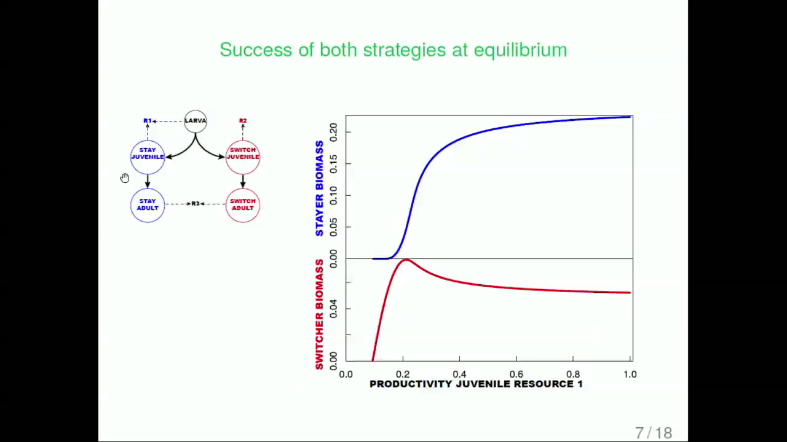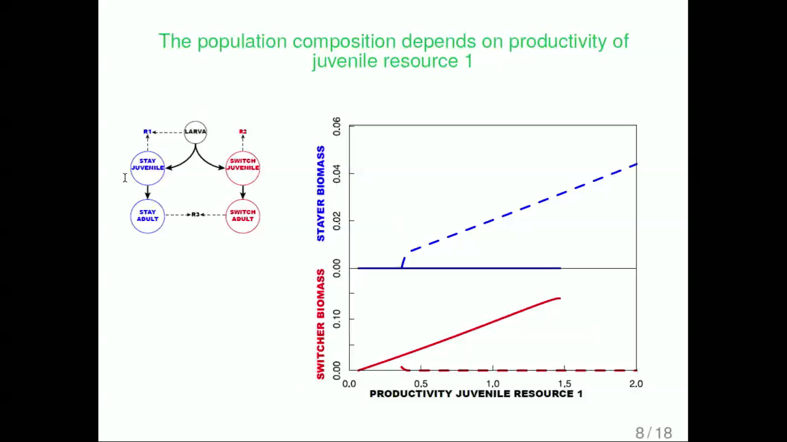But this is actually happening only when I have a very low productivity for the adult resource. When I have a very high productivity for the adult resource, I have two different possible outcomes at equilibrium. This is still the biomass for the adults, coming either from the switchers juvenile or the stayers juvenile. So if I start with a very low productivity of the first juvenile resource, I only have the switchers that will be able to mature and become adults and reproduce in the population.